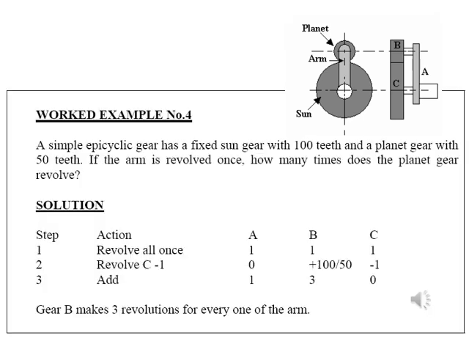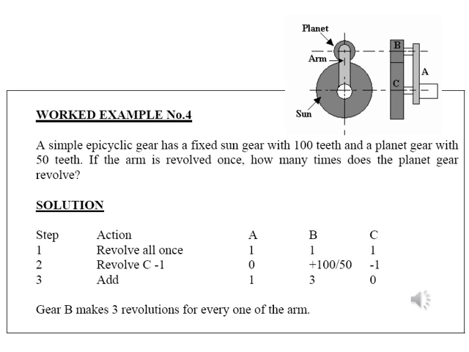Here's an example for the epicyclic gear train. A simple epicyclic gear has a fixed sun gear with 100 teeth and a planetary gear with 50 teeth. If the arm is revolved once, how many times does the planet gear revolve? So one revolution of the arm is equivalent to how many revolutions of the planetary gear. You make a table of steps 1, 2, 3, action, and another 3 columns for gear A, B, C.